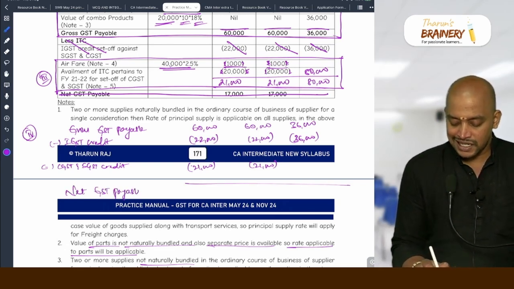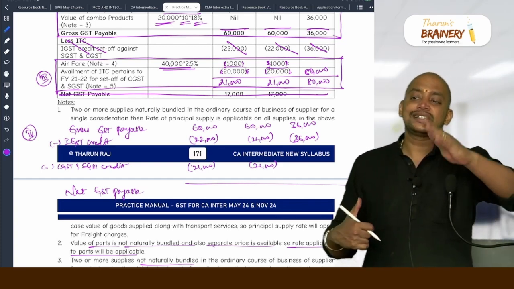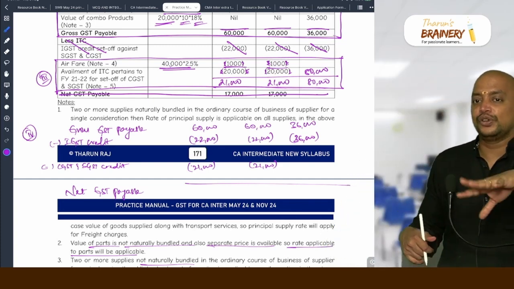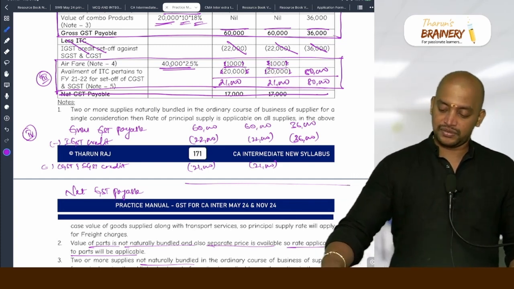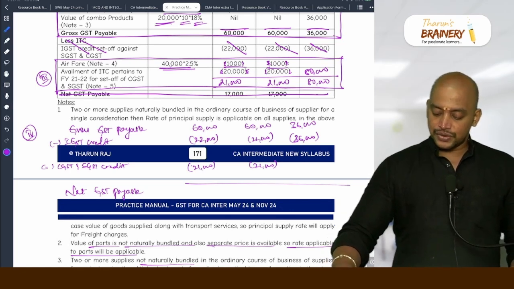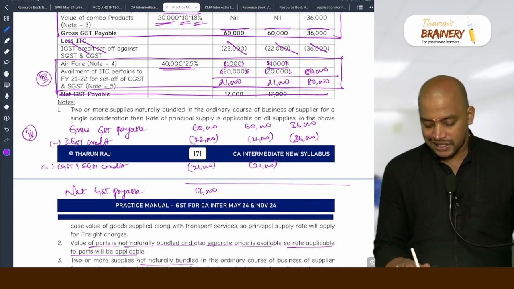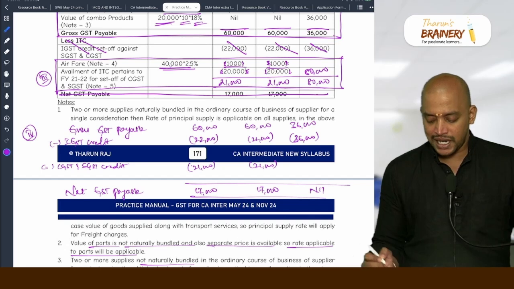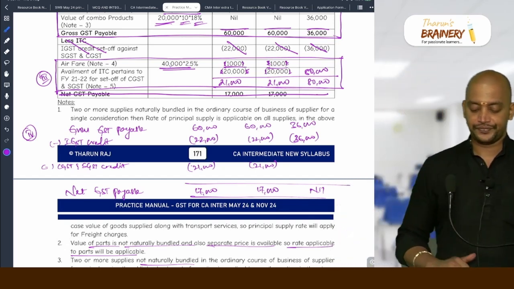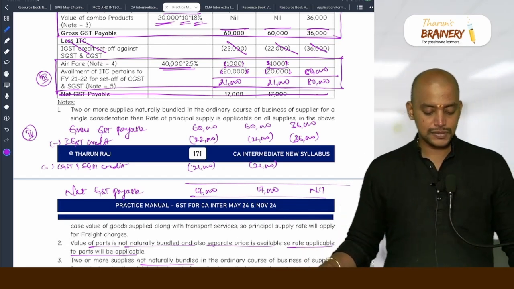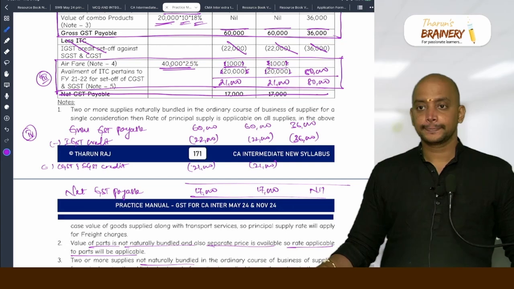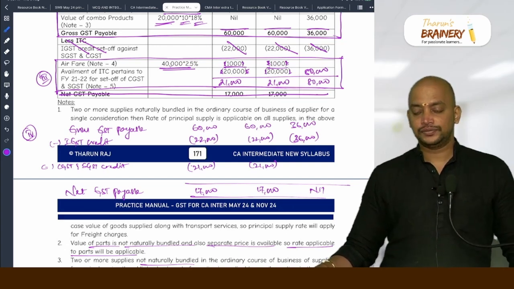When you present it in the exam like this, you will get the step marks also and you will not miss out anything, is what I am trying to say. 60,000 minus 22,000 minus 21,000: 17,000 CGST, 17,000 SGST and nil will be IGST. Okay.